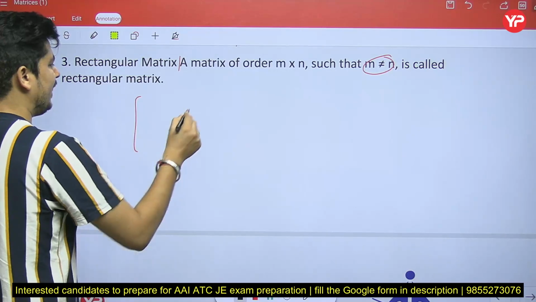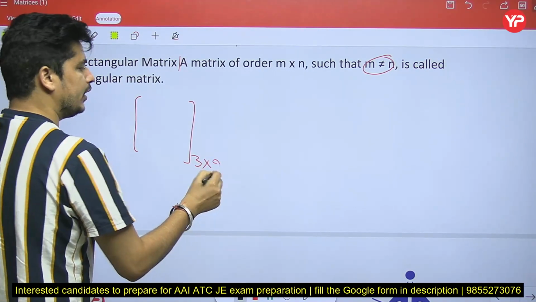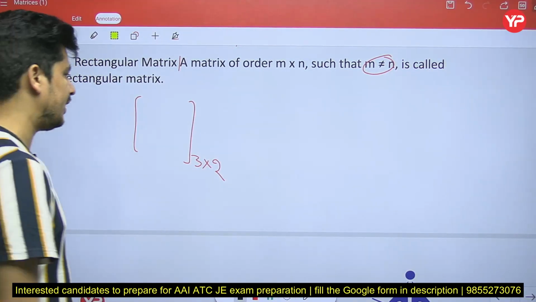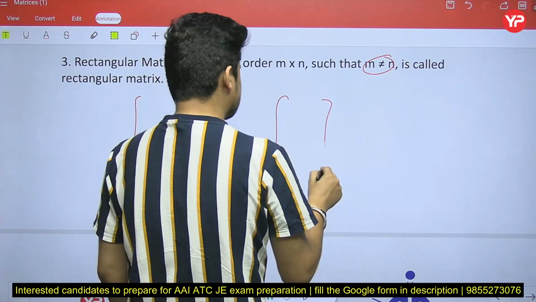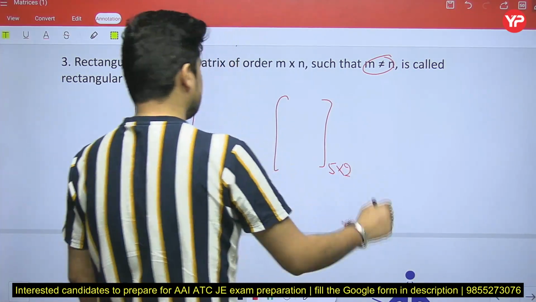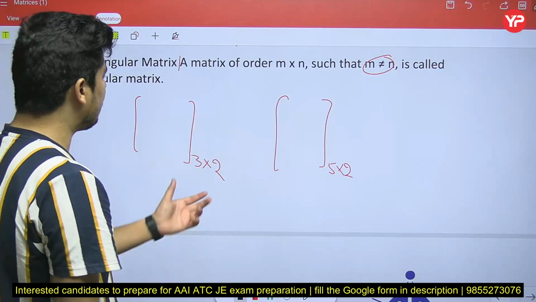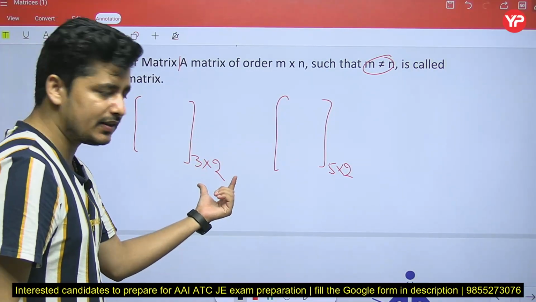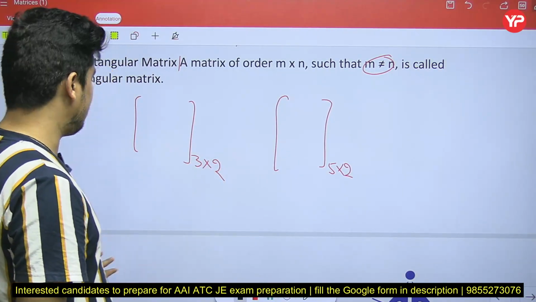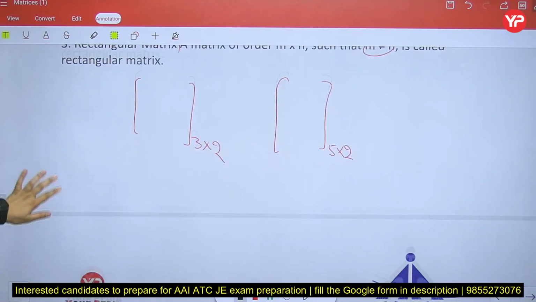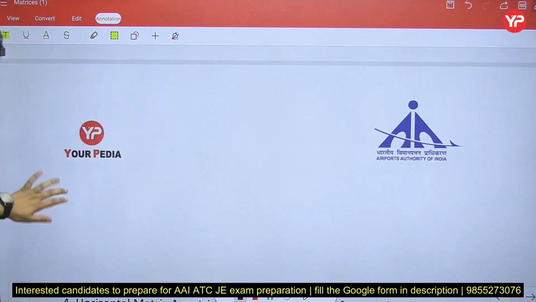Let us say you have a matrix that is having 3 cross 2 order. This is also a rectangular matrix. If I have a matrix that is having 5 cross 2 order, that is also a rectangular matrix. So inside the rectangular matrix, the first term and the second term will not be equal to each other. That is called a rectangular matrix, right?